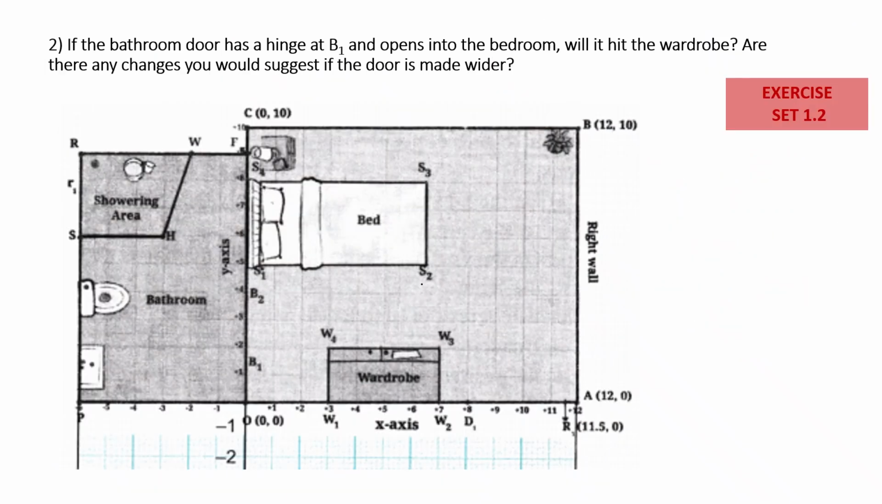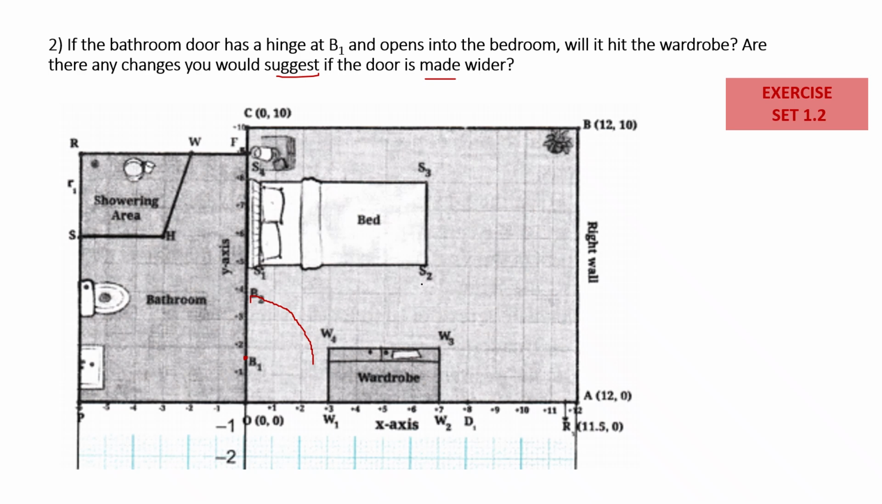If the bathroom door has a hinge at B1 and opens into the bedroom, will it hit the wardrobe? Are there any changes you would suggest if the door is made wider? Okay, so what they are talking about is that at B1 we have a hinge for the bathroom door, and B1, B2 is the door. If you open it, it will swing in a circular way, right? If you open it, will it hit the wardrobe? This is our question. I made a diagram here, but we still need to work it out with the numbers, right?